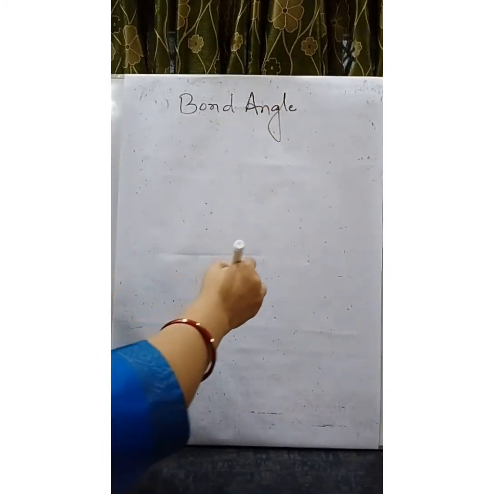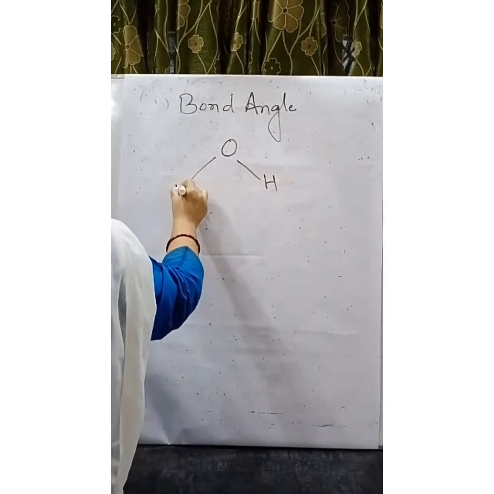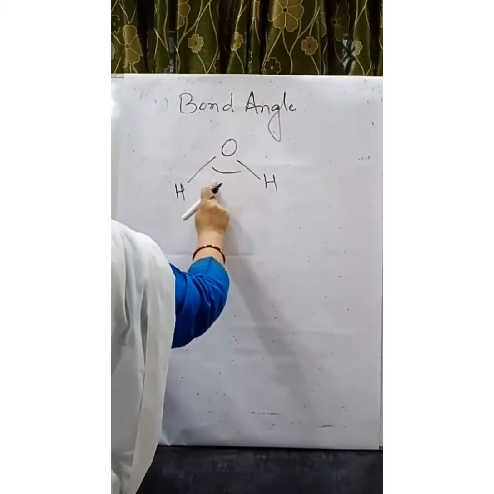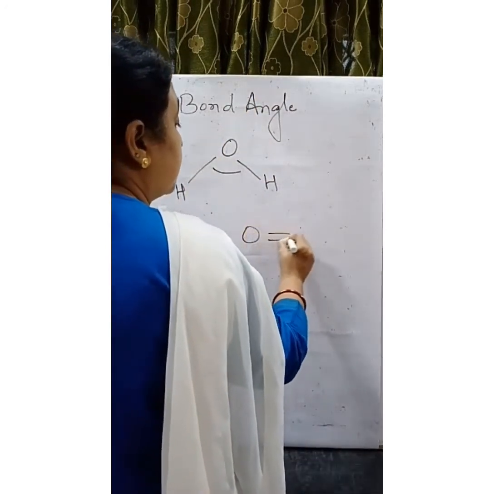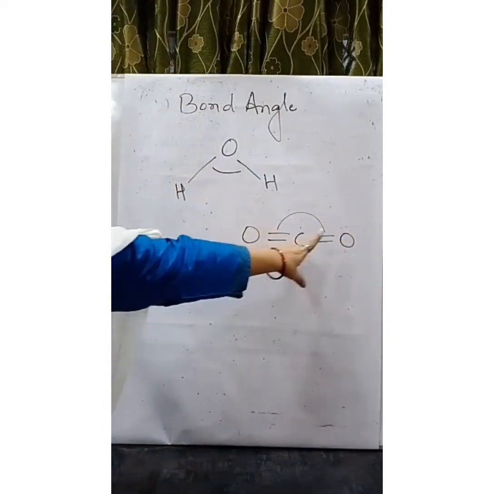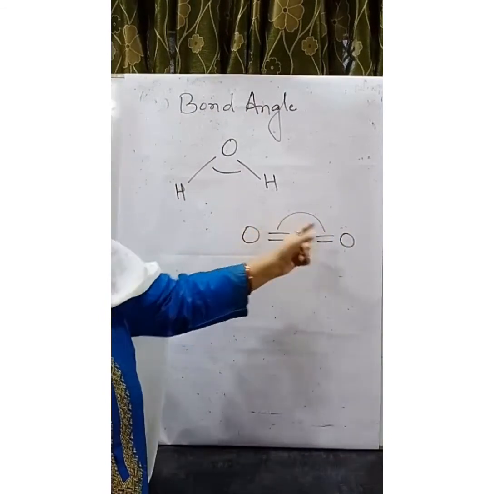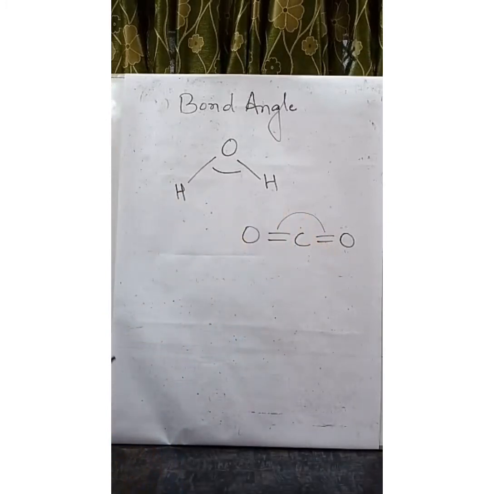Normally, we represent bond angle by lines. For example, water. It contains 3 atoms. So, the angle which is formed between the lines representing the bond is known as bond angle. Take for example, carbon dioxide molecule, 3 atoms. So, the angle between the bonds which is represented by dash is known as bond angle.